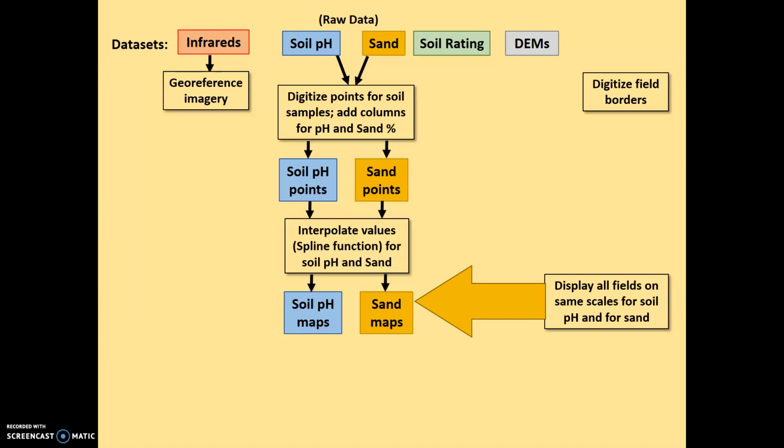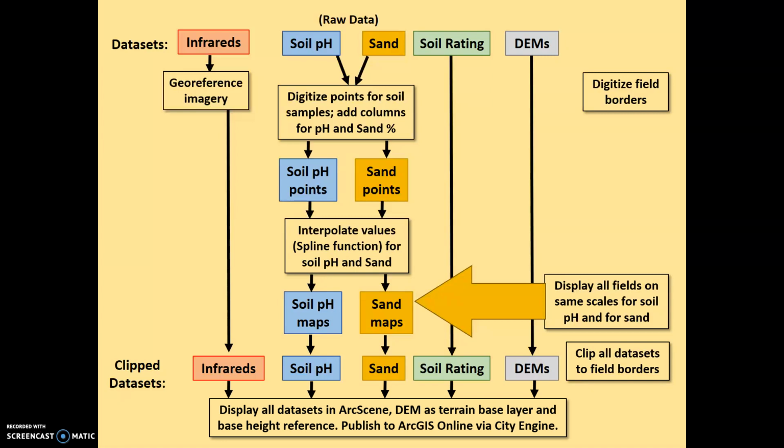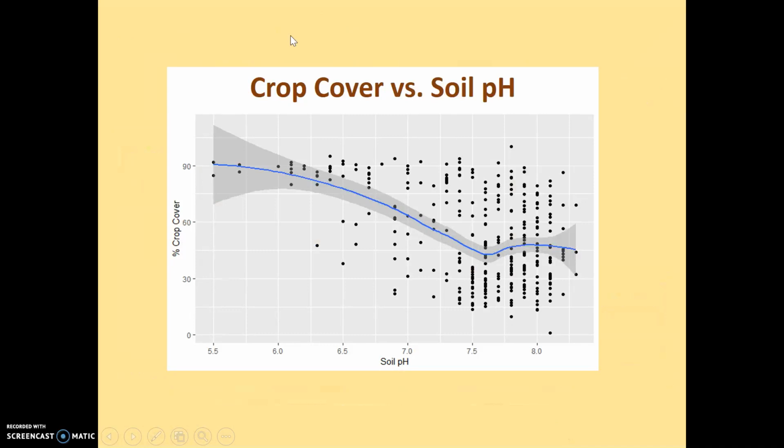I made sure to display all of these fields on the same scales for soil pH and for sand, so they could compare them. Then I clipped all of these data sets to the field borders and displayed it in ArcScene using the DEM as a base layer for base height reference, and then published to ArcGIS Online via CityEngine. I also did some analysis with the datasets, extracting the crop cover as the pixel values from infrareds at the sampling points and converted it to a percent of 225. So here's the data.